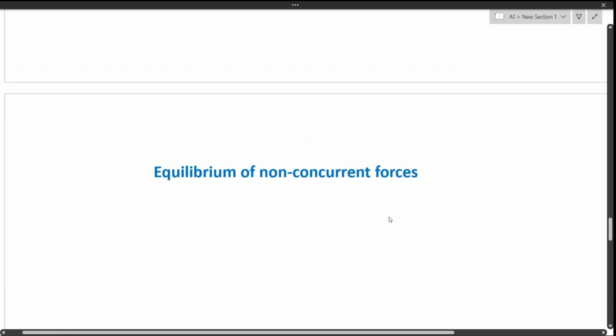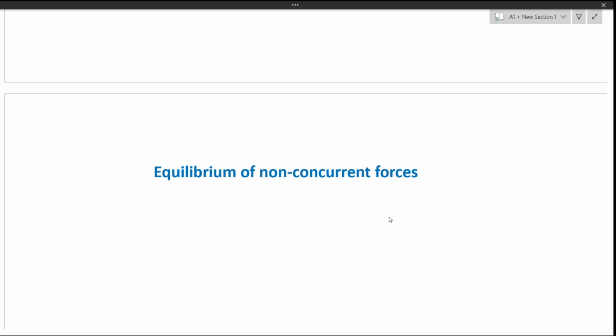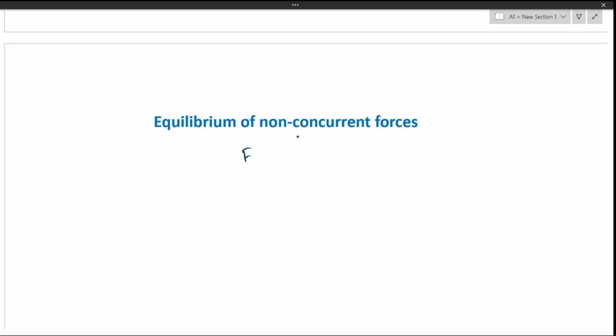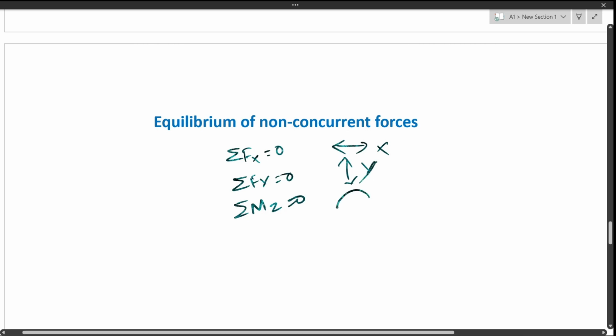So if an object with a non-concurrent force system is in equilibrium, it won't create any moment, which means the summation of Fx should be 0, the summation of Fy is 0, and the moment is also 0. This means that the object won't move in the x direction, won't move in the y direction, and won't create any rotation.